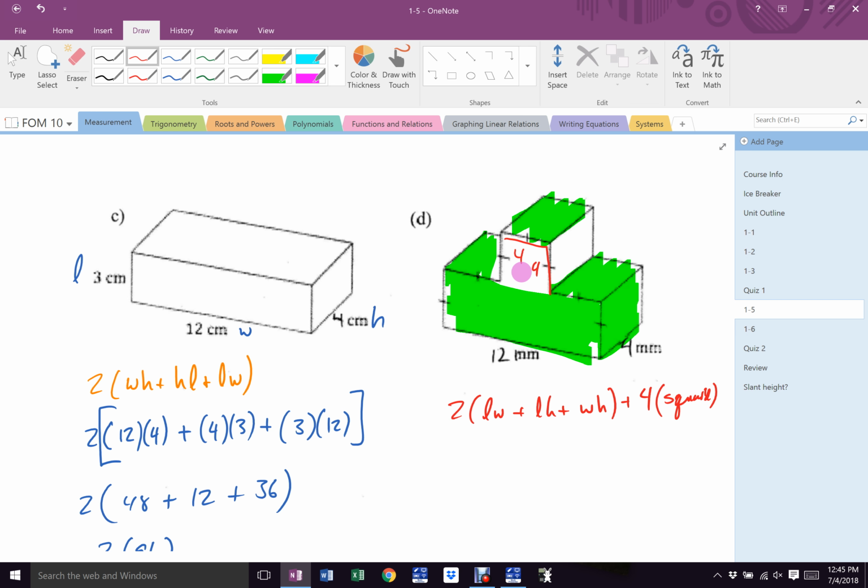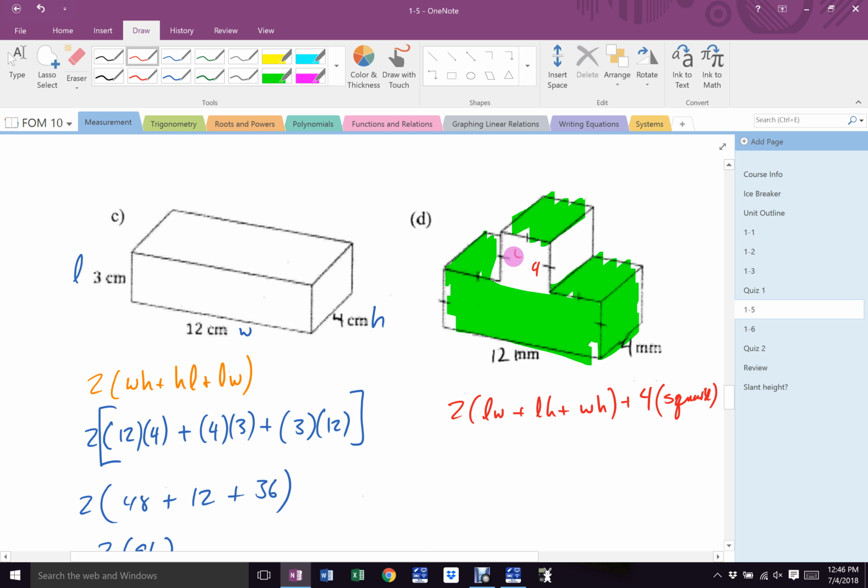Does everybody see that? Is there a formula for this? No. You actually have to think. Just like in the real world, if you are messing around with the area of your yard or something, there are often not formulas for them. You have to figure it out.